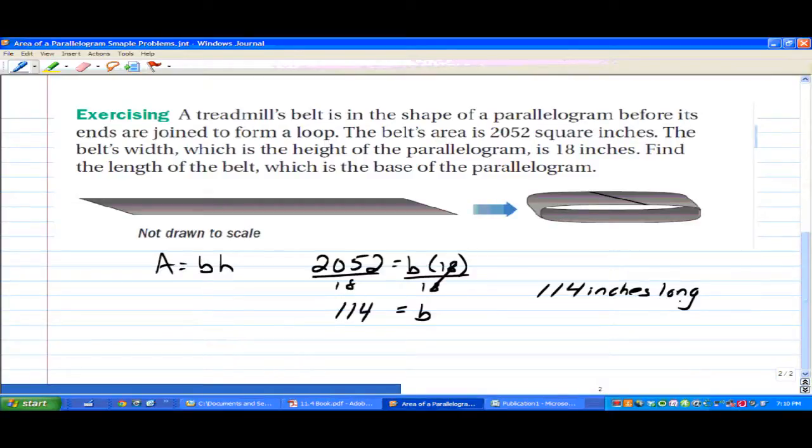And you will have problems like this where you have to solve. You just substitute what you have and then solve for what you don't.